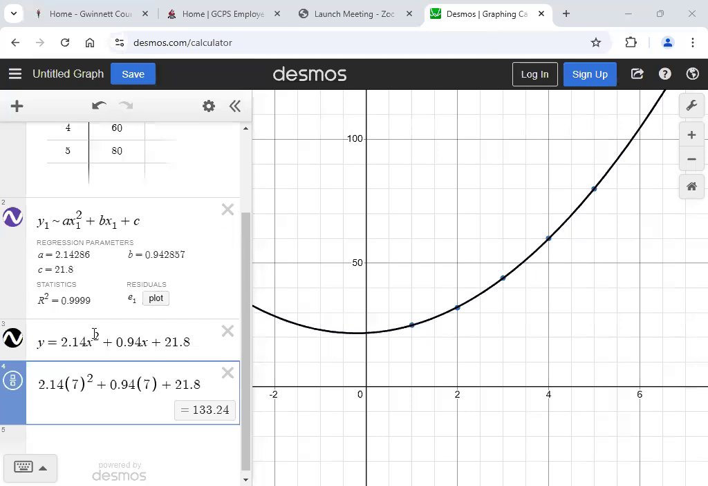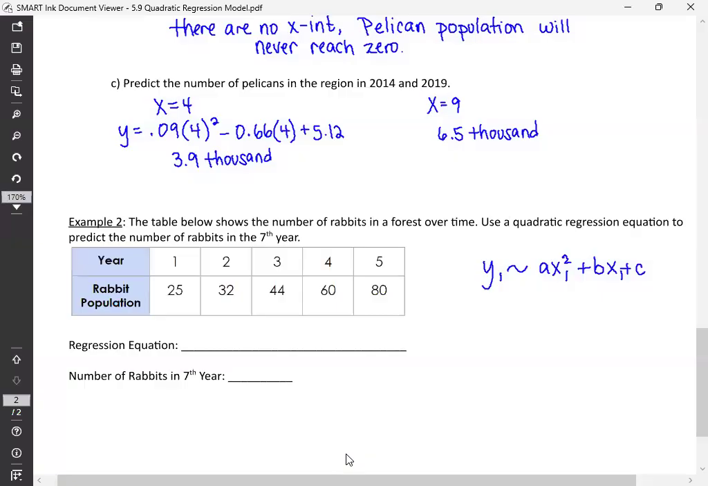All right, so as we finish it up, again, we've got our regression equation that we're going to write down, and then we've got our prediction when we plug in 7. So I'm going to go back to our notes one more time and just wrap things up. Y equals 2.14x squared, 0.94x, 21.8, and when we plug that in, we got 133 rabbits. That one is appropriate to round to the nearest whole number.